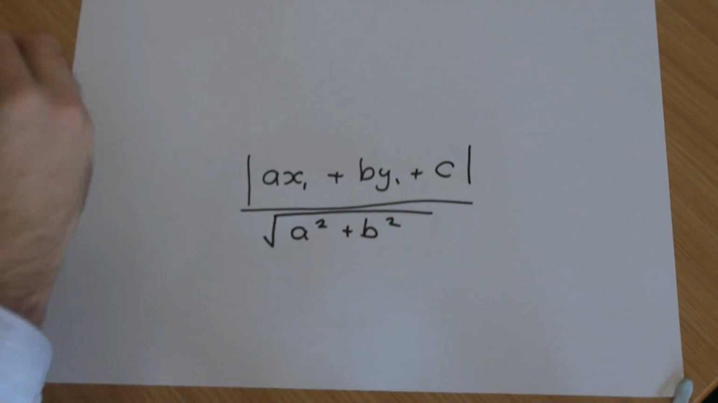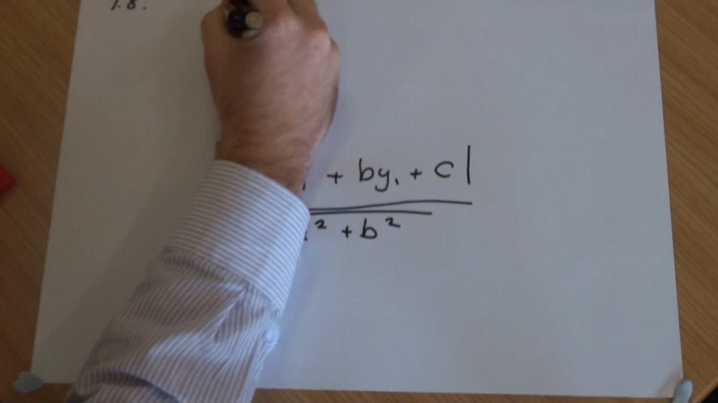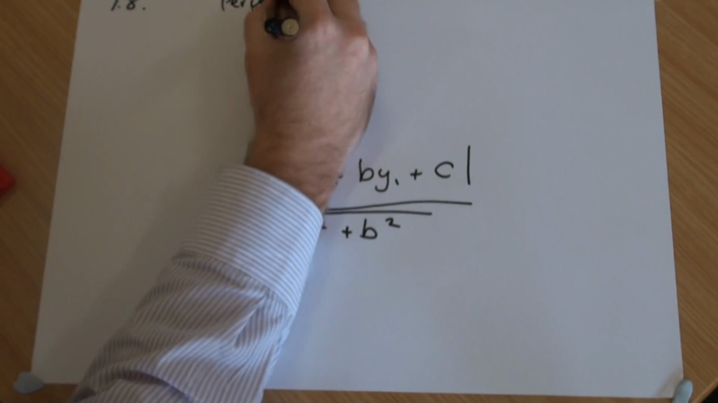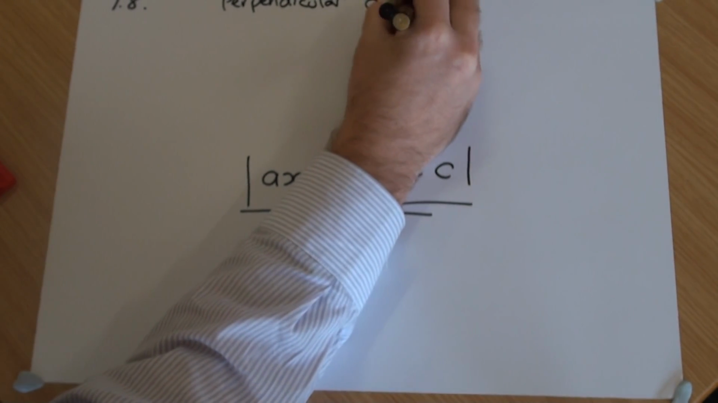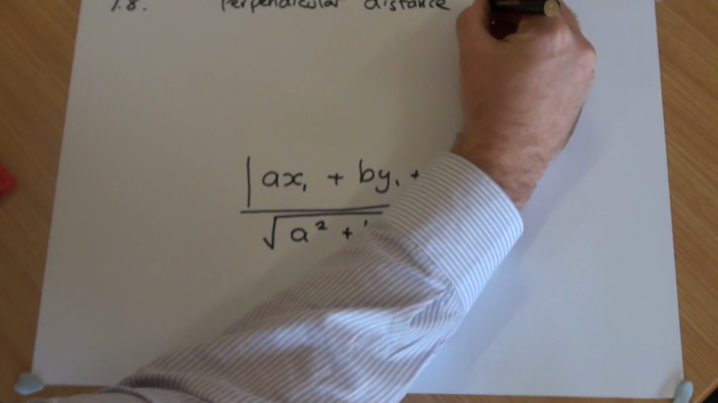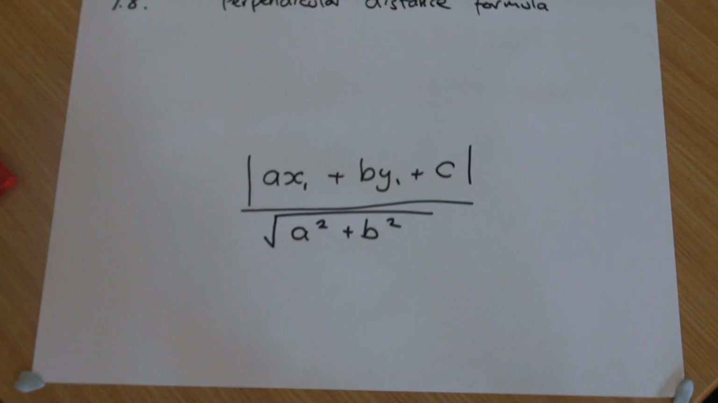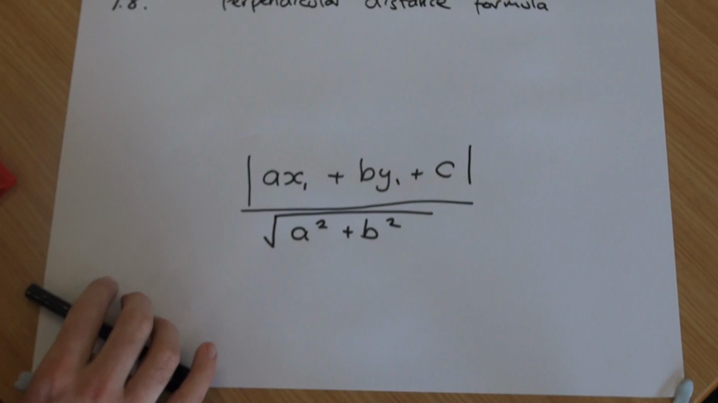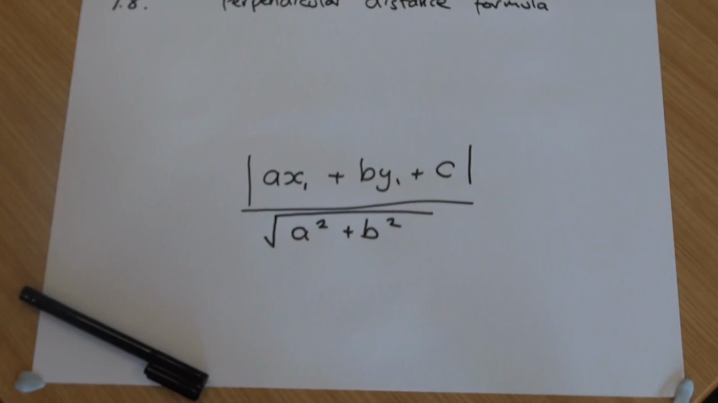Hi Advanced Maths, I'm about to do for you 7.8, which is about the perpendicular distance formula. This is the hardest topic that we have here in Advanced Maths for linear relationships, but it's not too difficult. I'm not going to prove it to you, you don't need to know how to prove it, it's quite difficult to prove, so I'm not going to confuse you with that, but you do need to know how to use this equation.